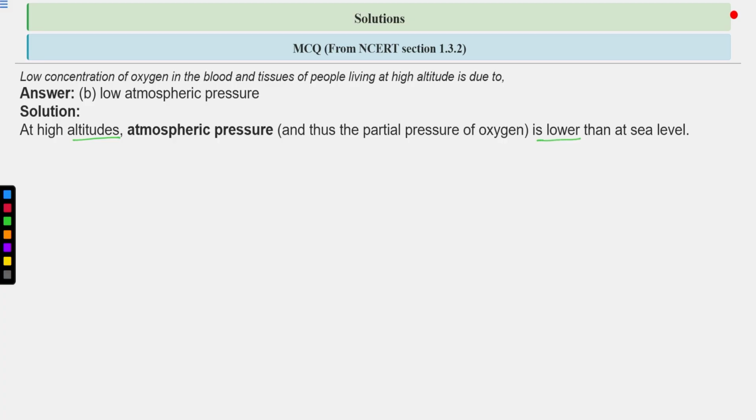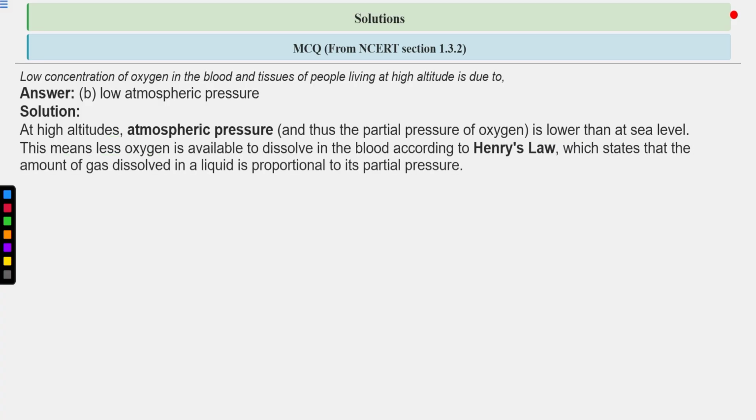Okay, so at the higher altitudes, there is a difference between the partial pressure of oxygen at the sea level and the higher altitude, and this is the reason. This means that less oxygen is available to dissolve in the blood according to Henry's law, right? Which states that the amount of gas dissolved in a liquid is proportional to its partial pressure.